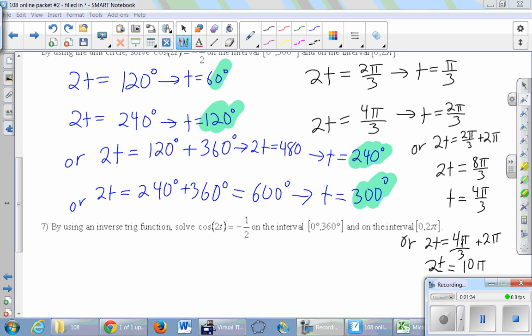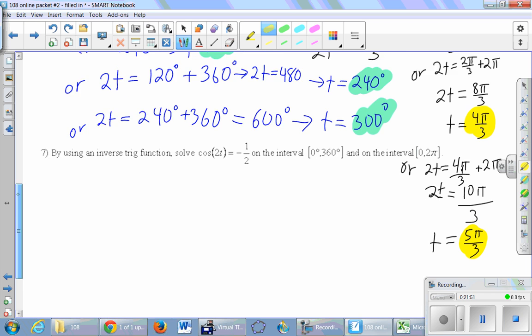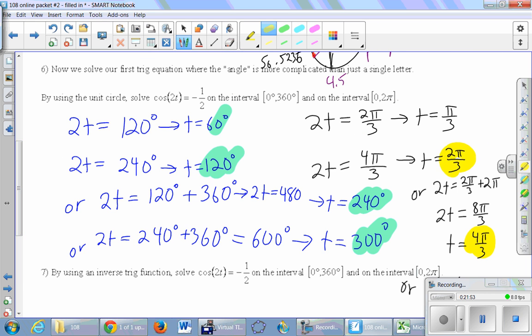Oh, it's not just 10 pi. It's 10 pi over 3. You guys knew that. 10 pi over 3. And then we can divide both sides by 2. And we get 5 pi over 3. And that's our other answer. So I'll highlight these guys in yellow. They're equivalent to the corresponding blue highlighted things. But we got 4 different answers here, not just the 2 that we're accustomed to.